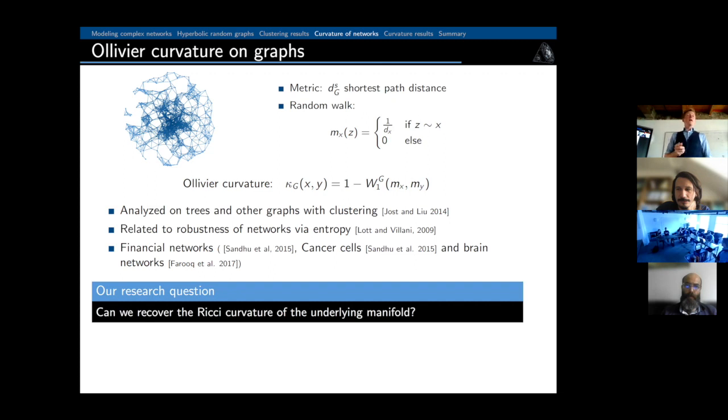Now you can ask, okay, that's nice. This is one way to define this general Ollivier curvature, because we selected the metric space and the probability measure. So can you use this vanilla definition to uncover the curvature of the underlying manifold? And the answer is no.